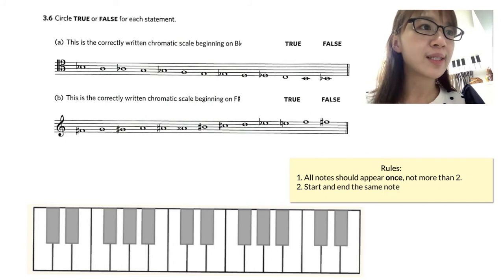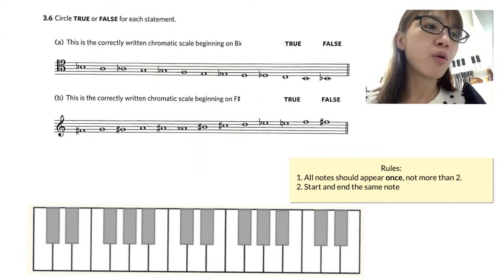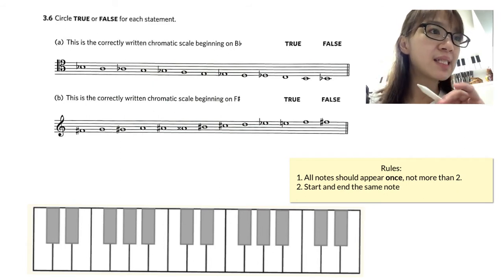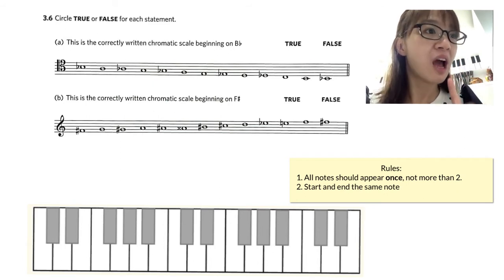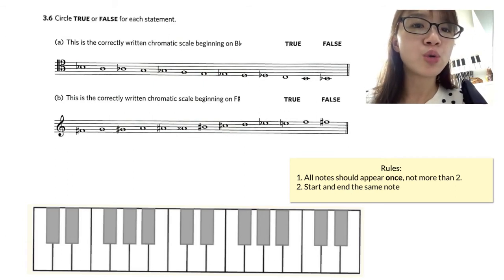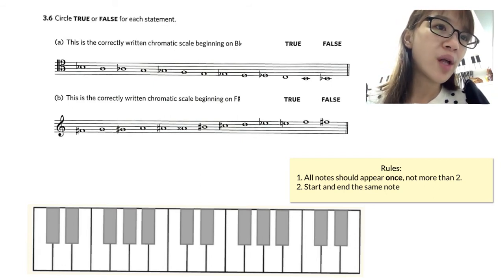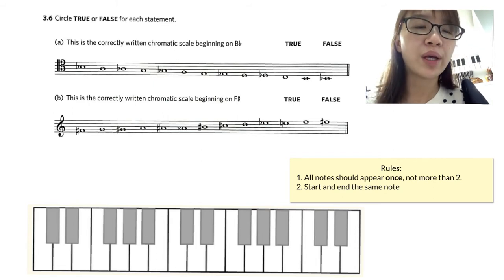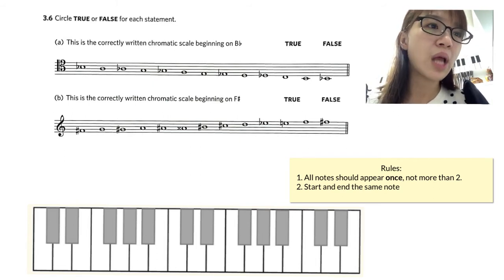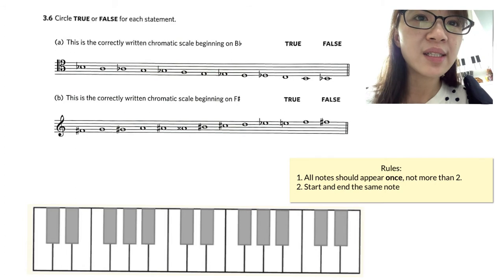So for question 3.6, it's about chromatic scales. We have a few rules you must follow. For example, all notes should appear once, meaning that every line and every space should have one note, but not more than two, and the starting note and end note should be the same note. Let's check out the first one, space, line. Yes, every note should appear one time. Yes, you have all the notes. Not more than two. Yes, starting note and end note are the same note. Yes, flat, the same.